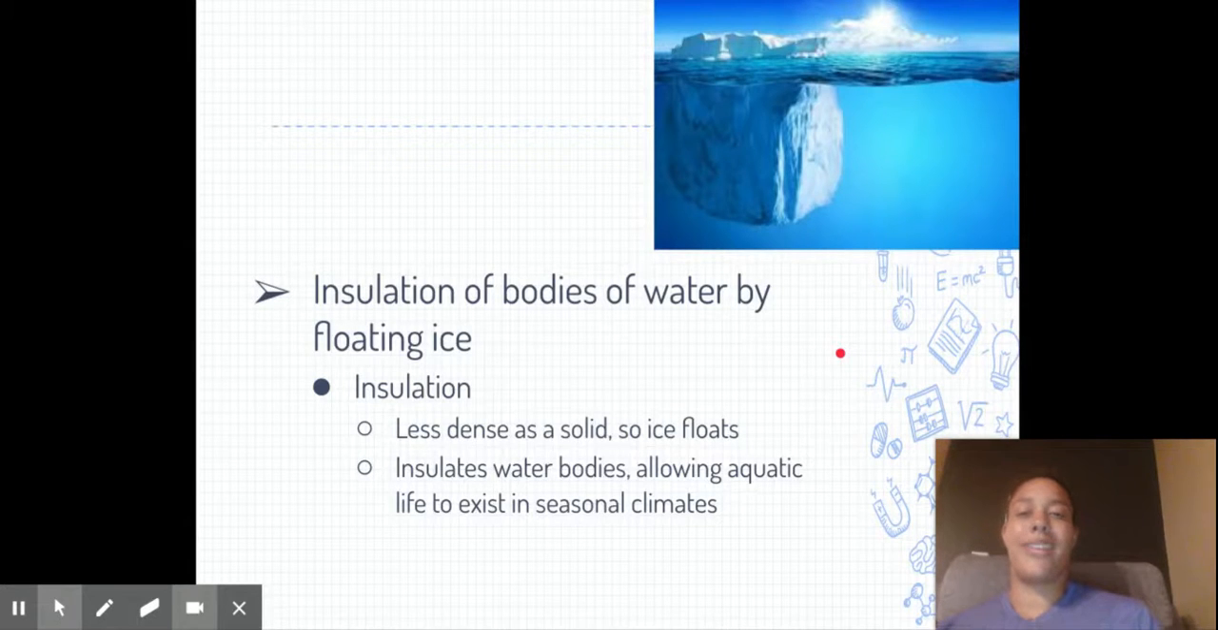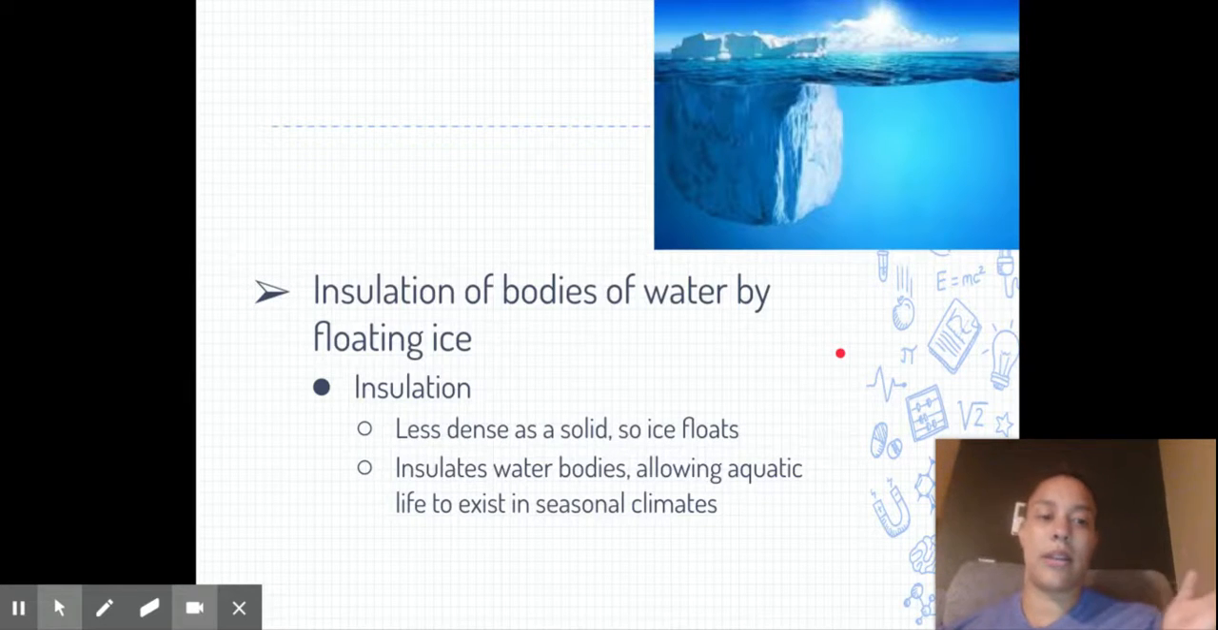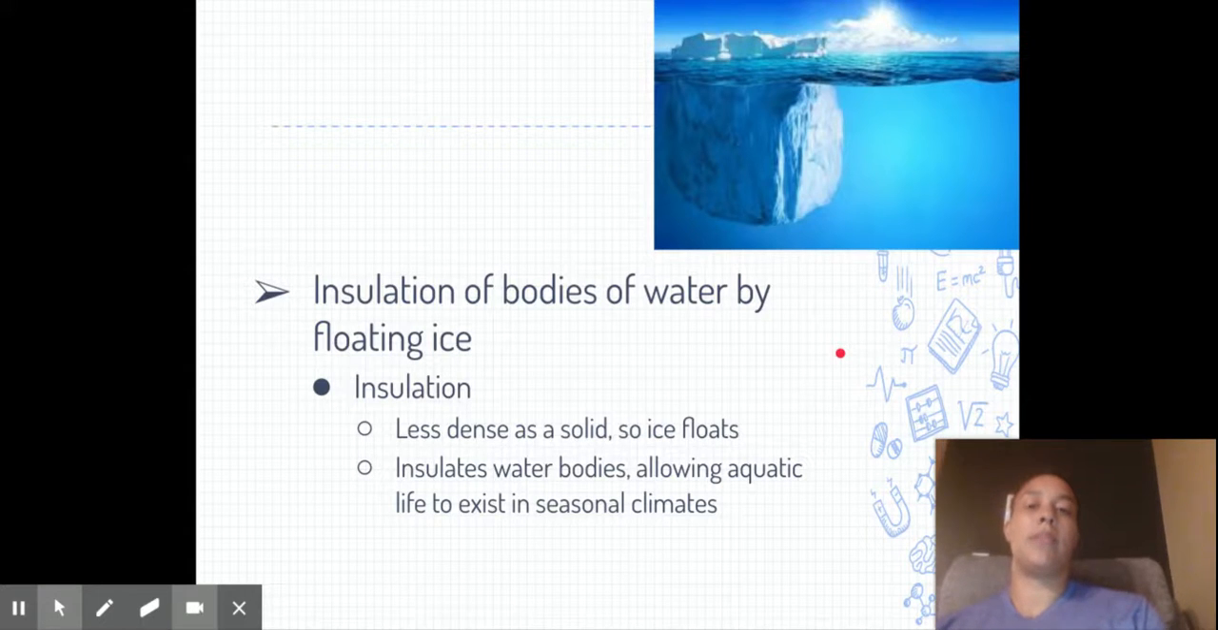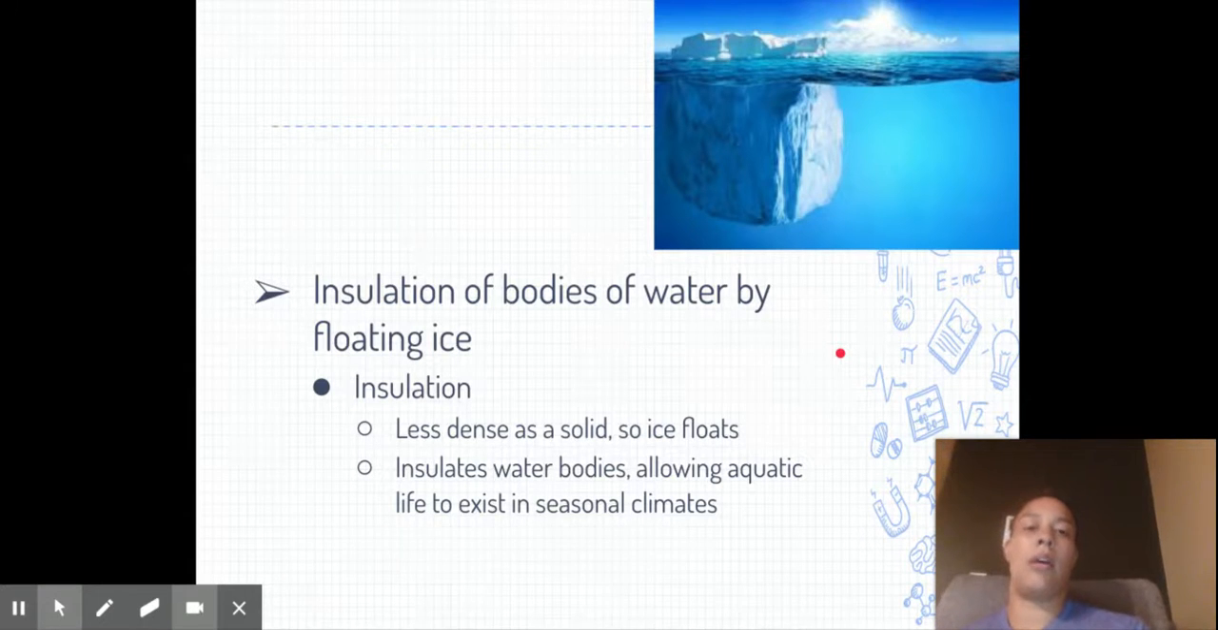Another emergent property is that insulation of bodies of water is done by floating ice. So as I talked about at the very first slide, we can shift from solid to liquid to gas phases of water really easily because of hydrogen bonds. And that solid phase is going to be a key component for keeping organisms and life insulated.